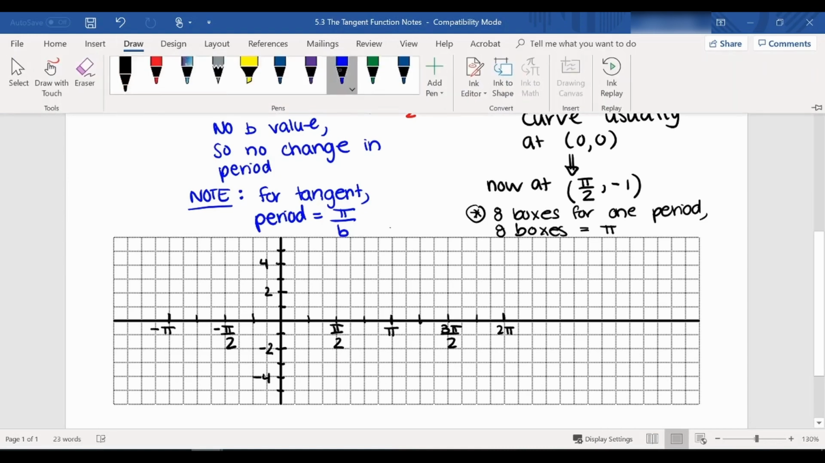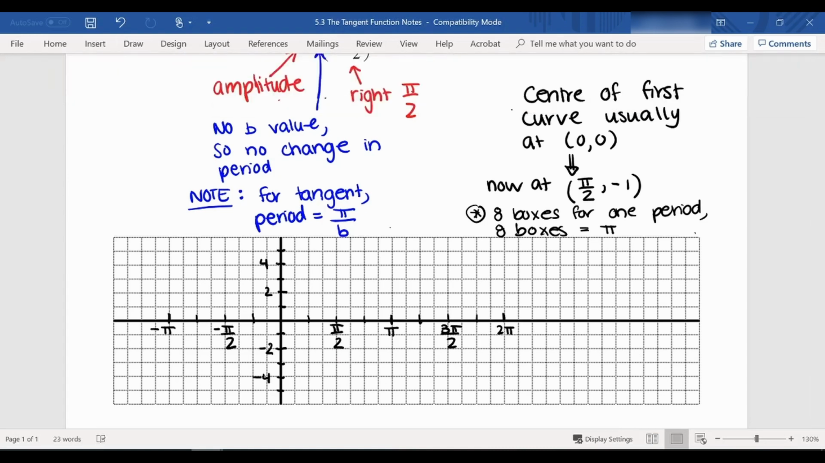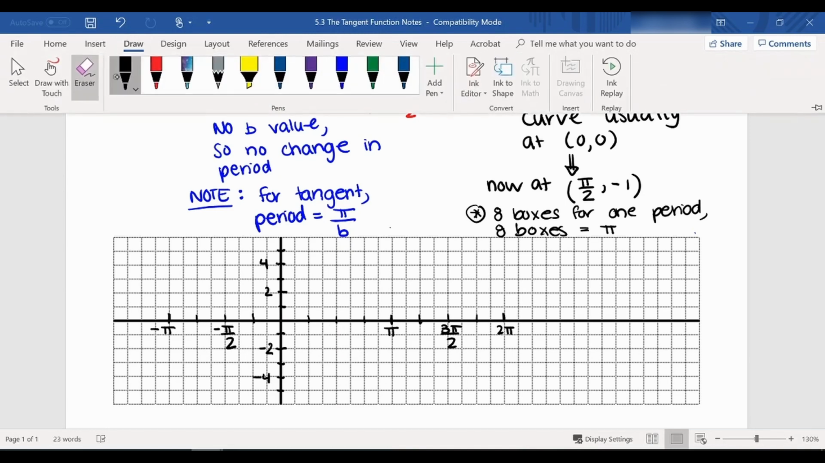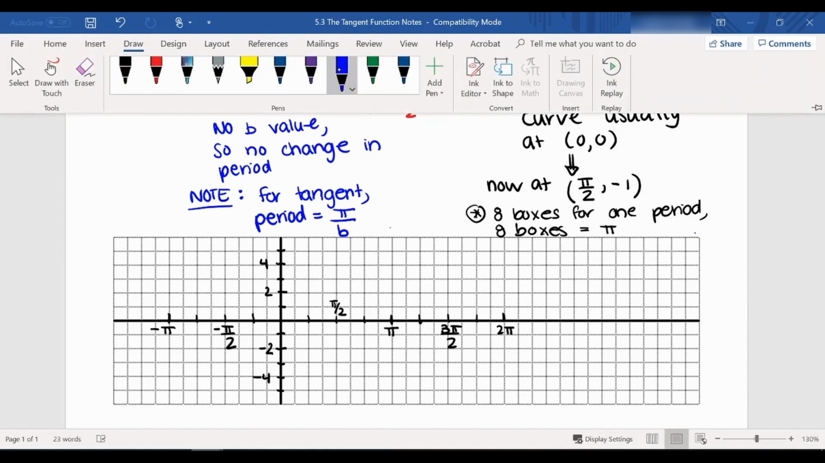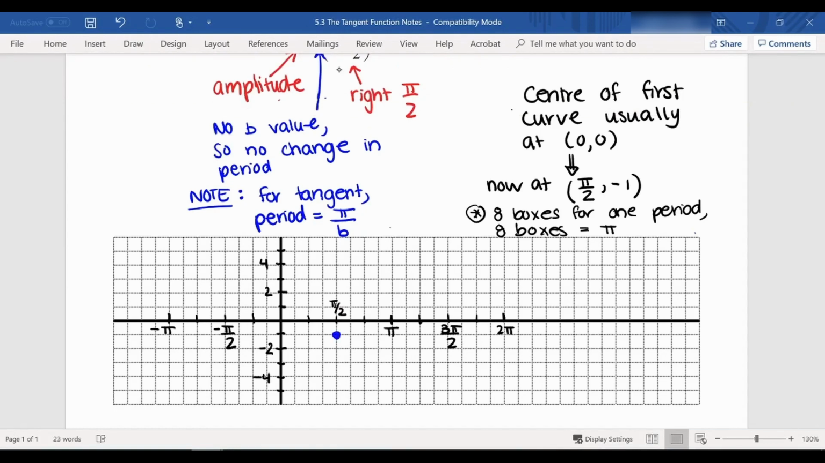And now I'm going to put my first point on. So my first point is usually at 0, 0 in the center here. Okay. I'm not going to put it there. I'm going to move it to the right by pi over 2 and down 1. Now my label is in my way here, so I'm going to just erase my label and rewrite it above. So I'm going to move right by pi over 2 and down 1. So I'm going to put that center point.